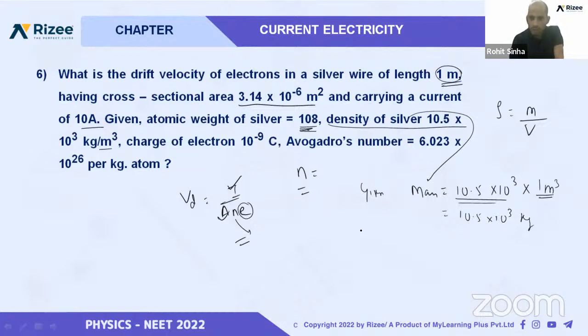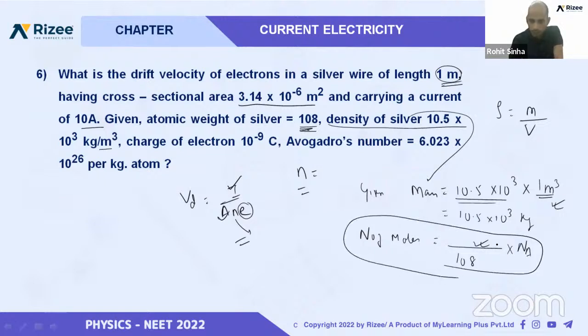Now we can write number of moles. Number of moles is equal to given mass, which you can calculate from here, divided by 108. After solving it, multiply it with Avogadro number, and you will get the number of atoms. Suppose you get y, and multiply this y by Avogadro number, you will get the number of atoms.